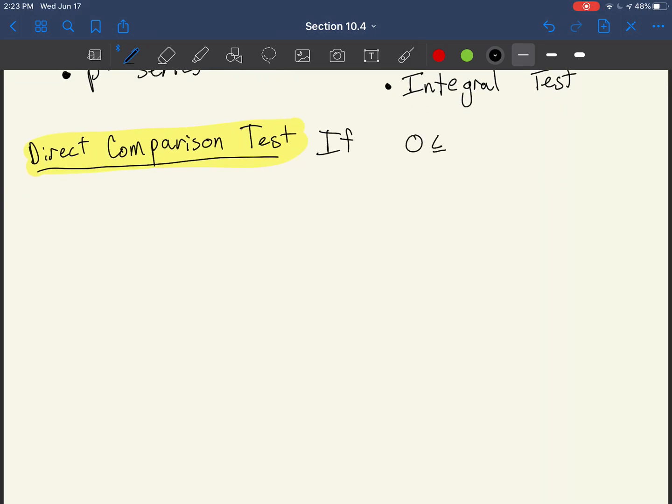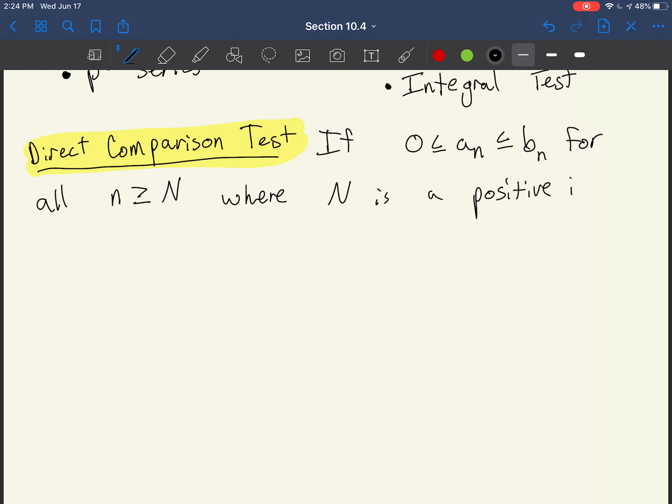The direct comparison test says if you have a positive sequence an that is bounded above by another sequence bn for every point after some given point capital N. So this inequality only holds in the tail is really what this is saying. And this capital N has to be a positive integer. Then we have two results.